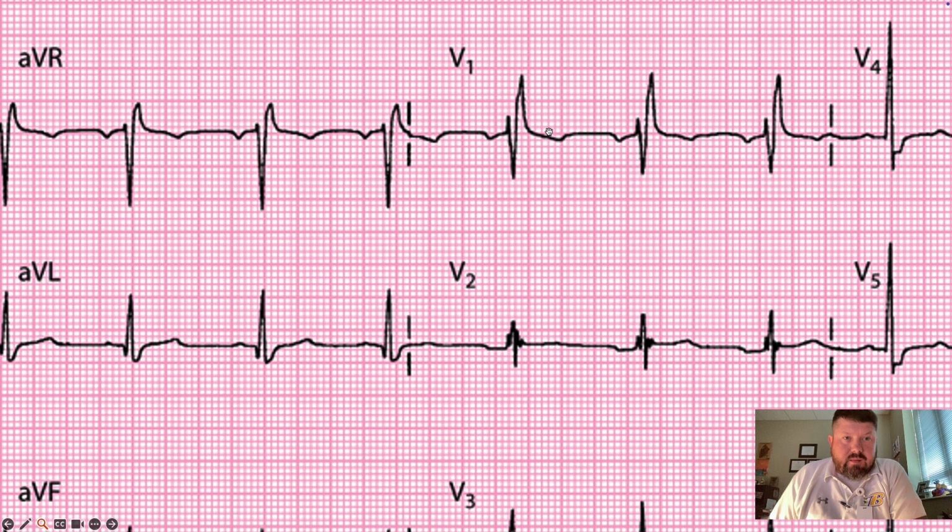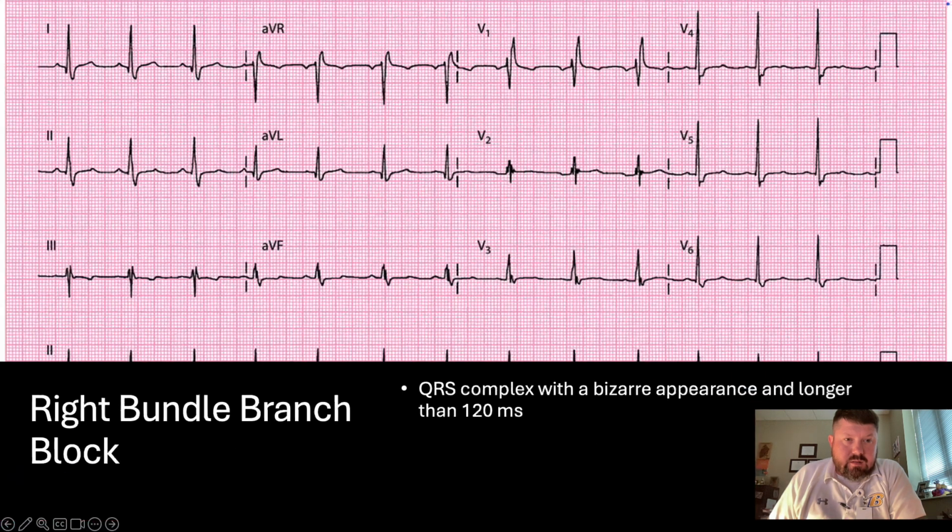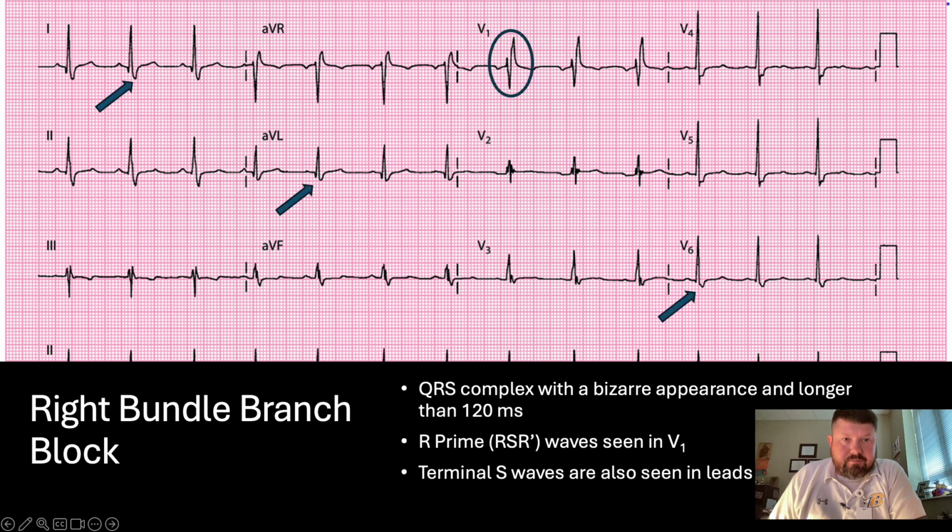And I'll notice here that I've got an R prime wave. So I've got the M shape here. Okay, so this indicates two different QRS complexes, or an RSR wave. So that's going to be a right bundle branch block. So again, your terminal S waves, also in AVL as well.